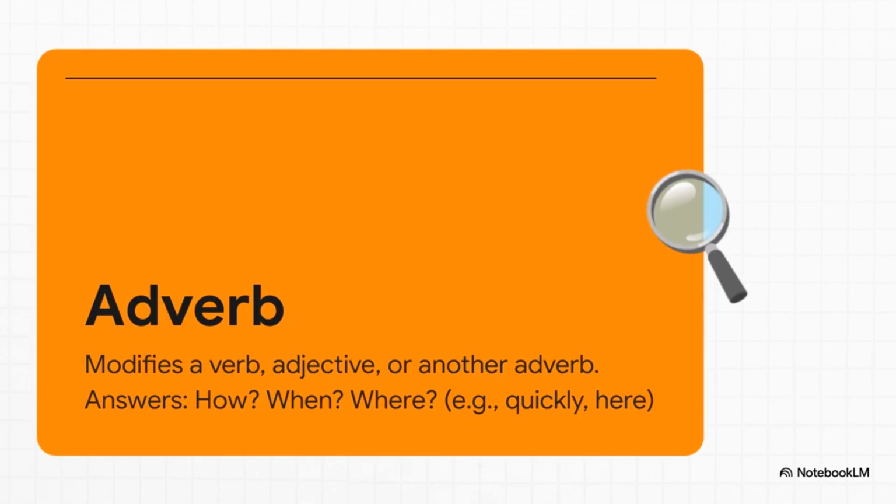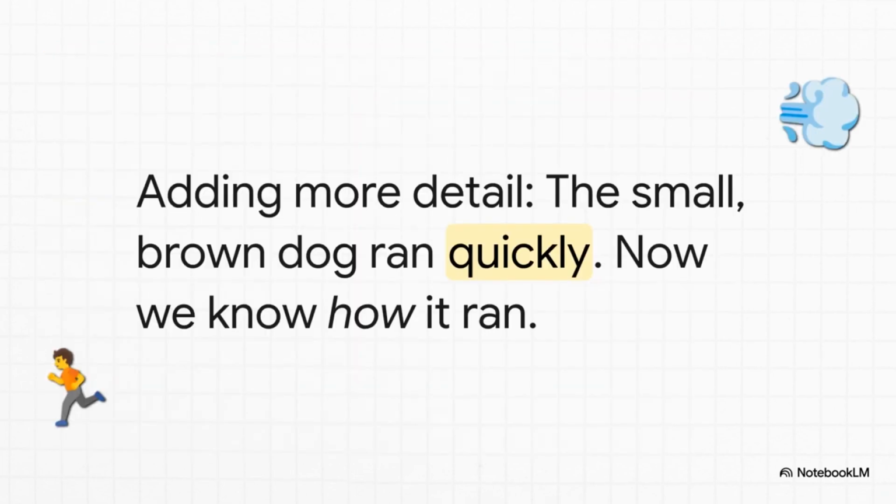All right, next up, the adverb. Now, if adjectives describe nouns, adverbs describe our verbs. They tell us how, when, or where an action is happening. Words like quickly or carefully. Even words you might not think of, like yesterday or here. Those are adverbs too. So let's add one.